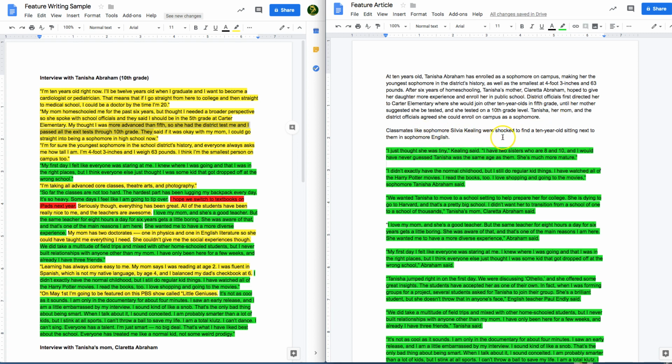Classmates like sophomore Sylvia Keeling were shocked to find a 10-year-old sitting next to them in sophomore English. I just thought she was tiny, Keeling said. I have two sisters who are 8 and 10, and I would have never guessed Tanisha was the same age as them. She's much more mature.